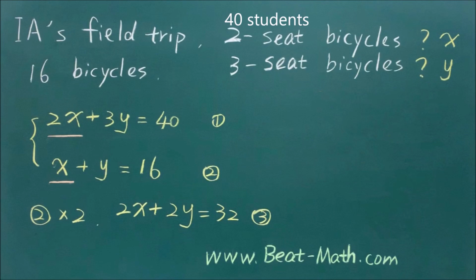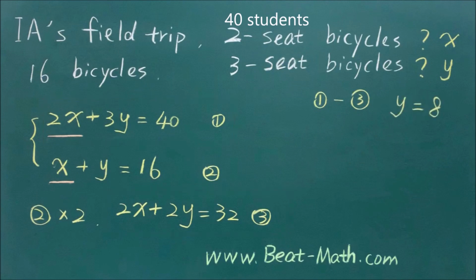Now equation 1 and equation 3 have the same terms, 2x. We subtract equation 3 from equation 1. For the left side, 2x minus 2x equals 0. X is eliminated. 3y minus 2y equals y. For the right side, 40 minus 32 equals 8. We got the solution, y equals 8.